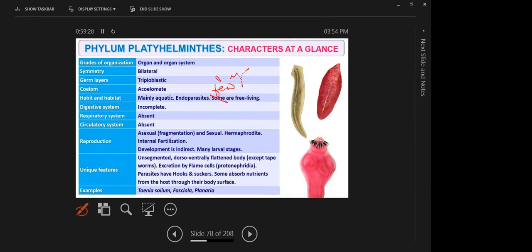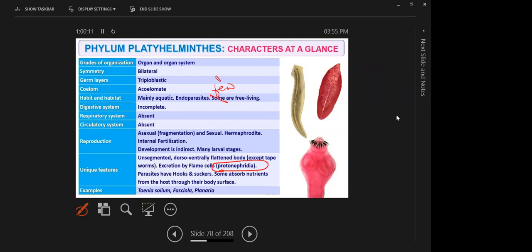Digestive system is incomplete. Respiratory system is absent. Circulatory system is absent. Reproduction is asexual by fragmentation and sexual. Hermaphrodite, internal fertilization, development is indirect, mainly larval stages. Unique features: unsegmented, dorsoventrally flattened body, except tapeworms. Excretion by flame cells, protonephridia. What is the other name for flame cells? Protonephridia. Yeah.